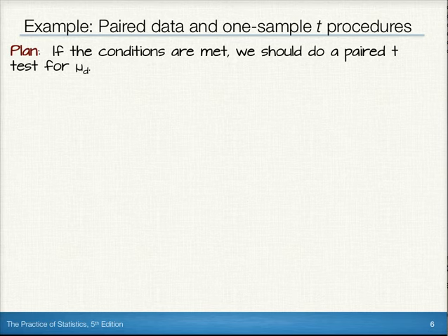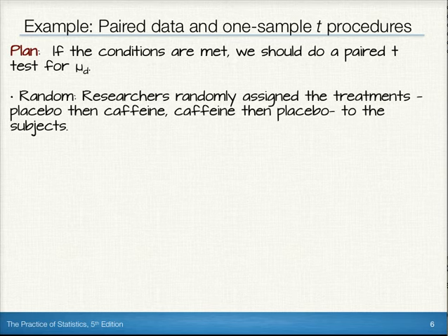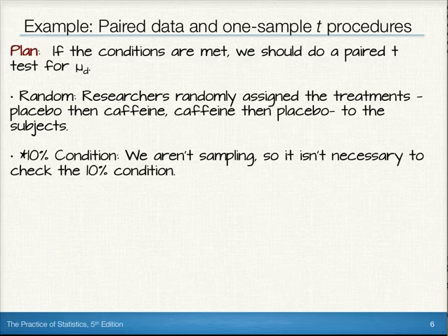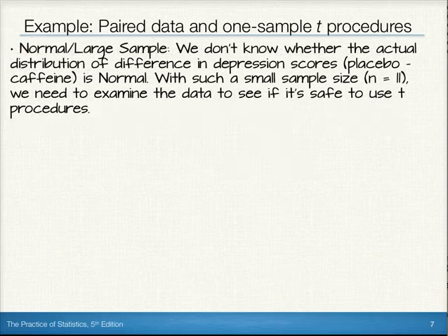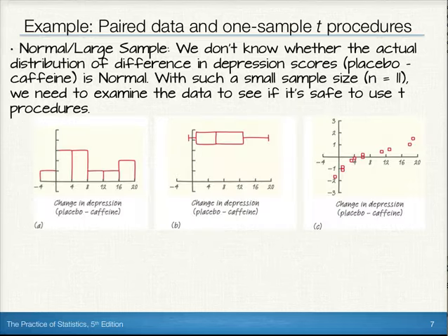Well, to use a paired t-test, let's first check our conditions. We note that the researchers randomly assigned the treatments, placebo then caffeine, caffeine then placebo, to the subjects, so that condition is met. Since we aren't sampling, it's not necessary to check the 10% condition. And when it comes to the normal large sample condition, we don't know whether the actual distribution of differences in depression scores is normal, so we're going to have to do a little extra work here. With such a small sample size, we need to examine the data to see if it's safe to use T procedures. Well, here's a histogram, a box plot, and a normal probability plot of these 11 differences.